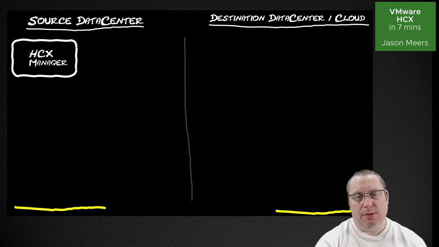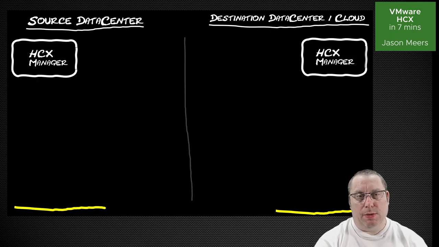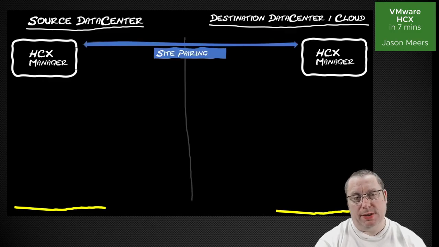The first thing we're going to do is deploy the HCX manager at the source data center, which is an OVA appliance. We're then going to deploy another HCX manager at the other data center, or if we're moving stuff to a cloud provider, they will have already done this for us. But we need two HCX managers, one at either side. Then the next thing we do is site pairing, where we tell each HCX manager about the other so that we've now got a connection between the two sites. So that's the first step in doing HCX.